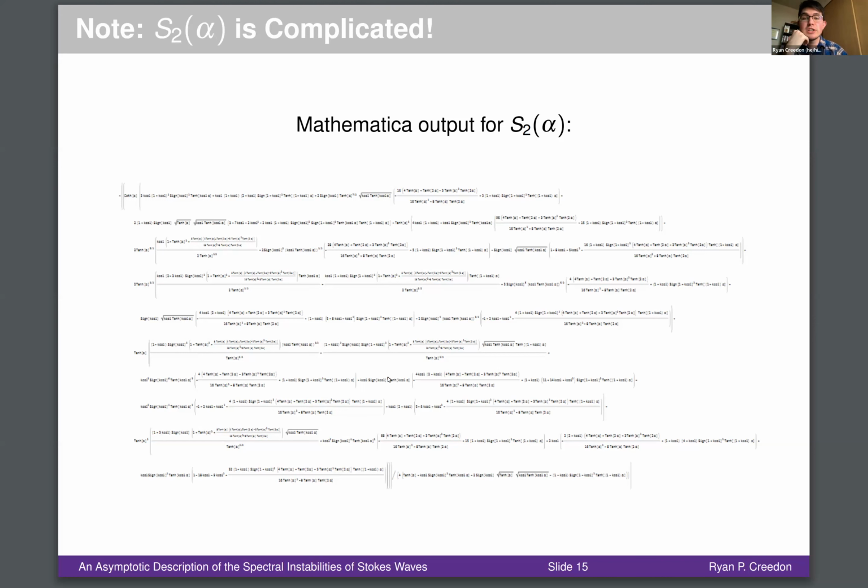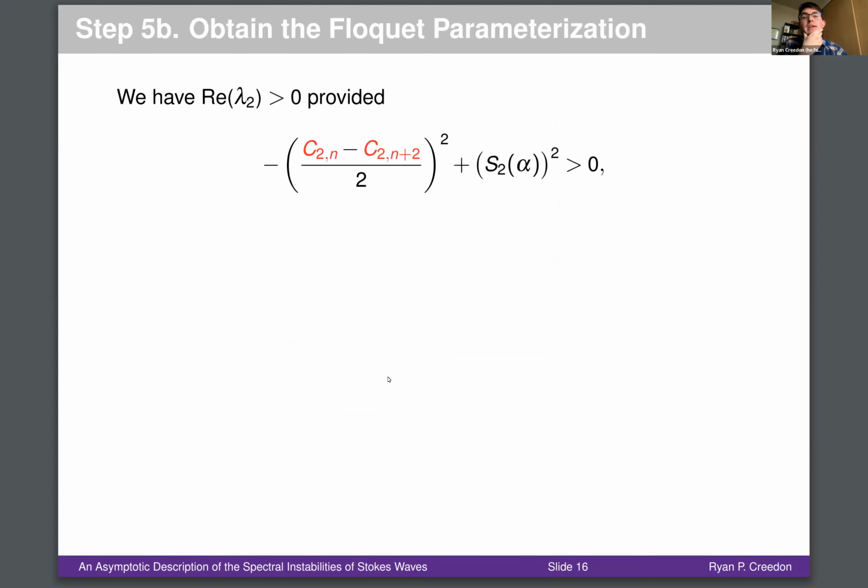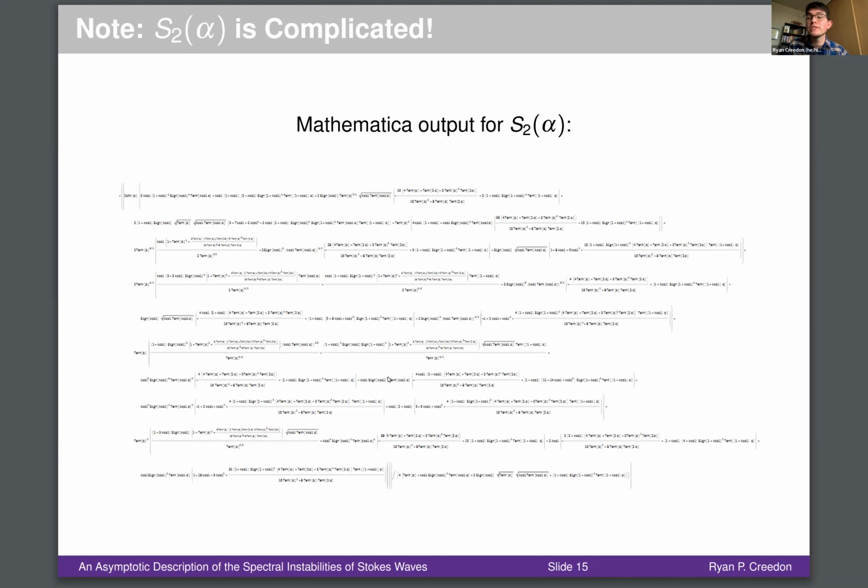So the conclusion here, I hope, is that you trust me and that S2 of alpha is very complicated, and that getting an analytical result out of S2 of alpha is going to require an extreme feat of analysis. So what are we going to do instead? So what we're going to do instead is actually plot what S2 of alpha looks like.